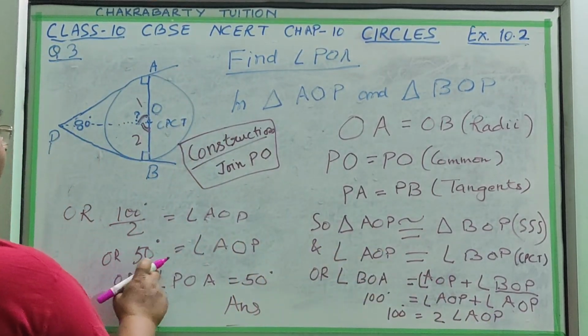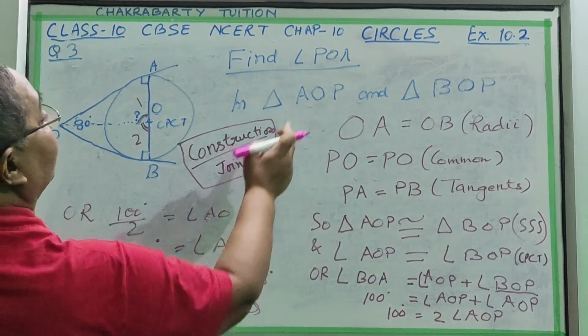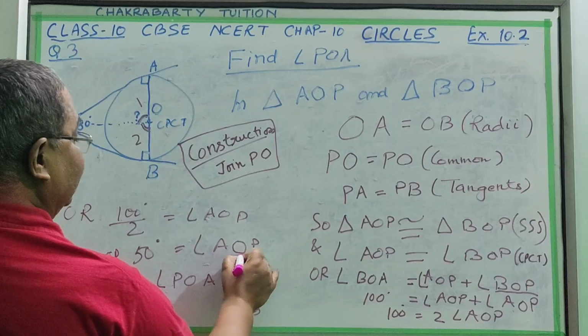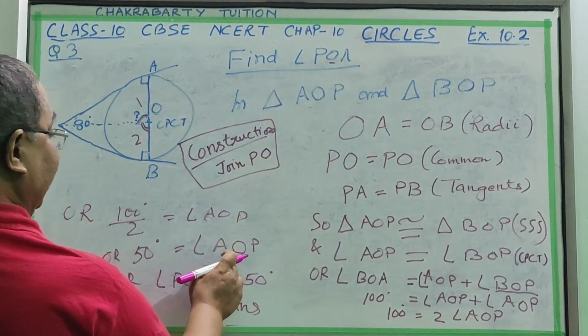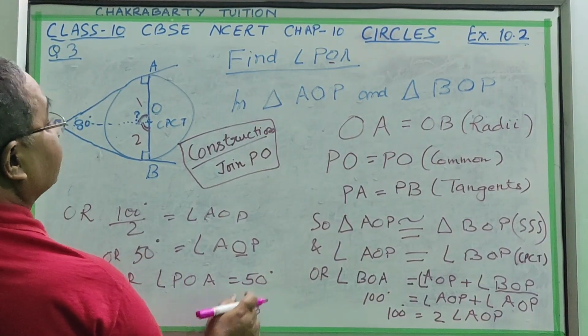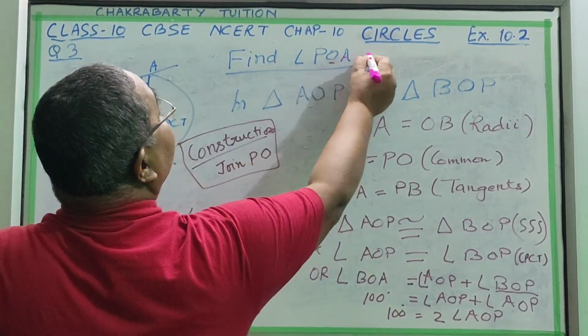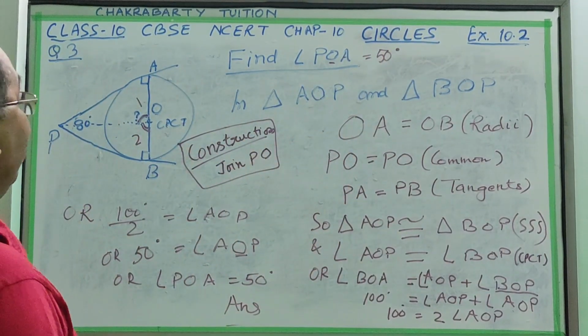Okay. So 50 degrees will be equal to angle AOP. So POA means the main thing is this angle. This angle is the main. So in this place we can write POA. It will be equal to 50 degrees. So this is your answer. It is equal to 50 degrees. This is your answer, and question 3 is now over.